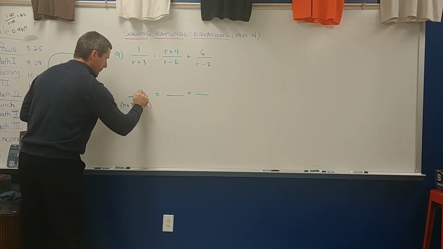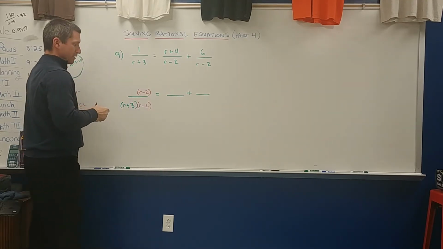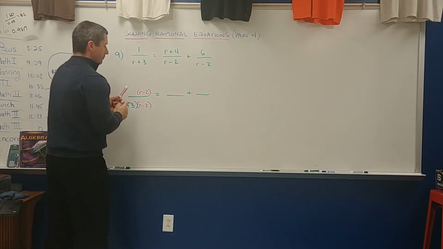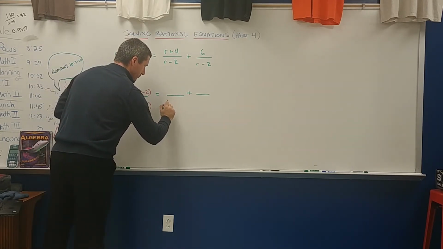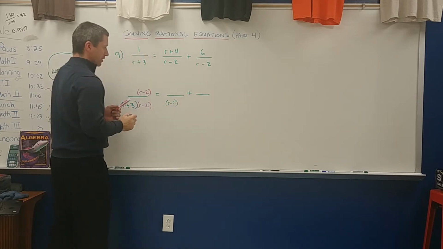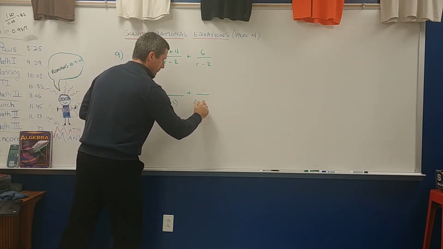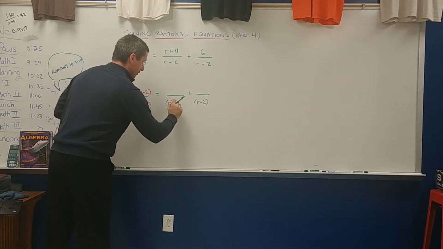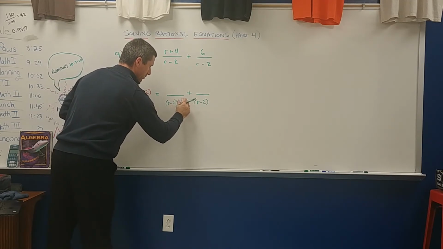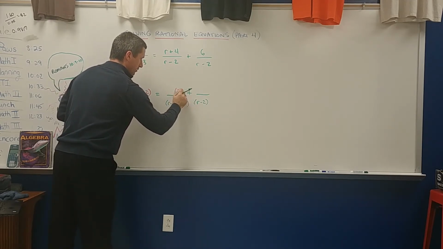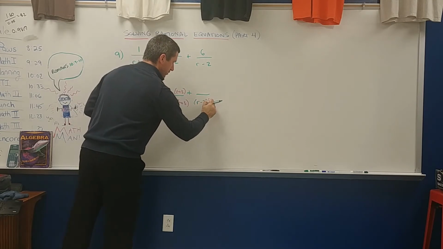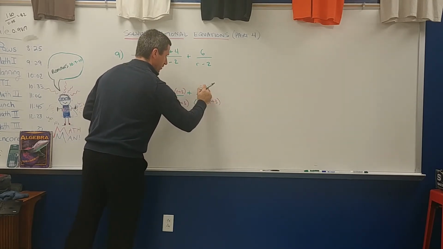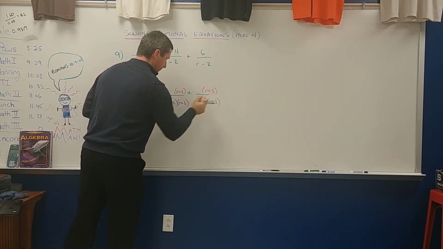So over here, we got r plus 3, but we need r minus 2. I'm going to write that on the top. Try to keep it the same as I did it the last few days. On the bottom over here, we have r minus 2, but we need, on both of these, r plus 3. Okay, just write that down like that. R plus 3.